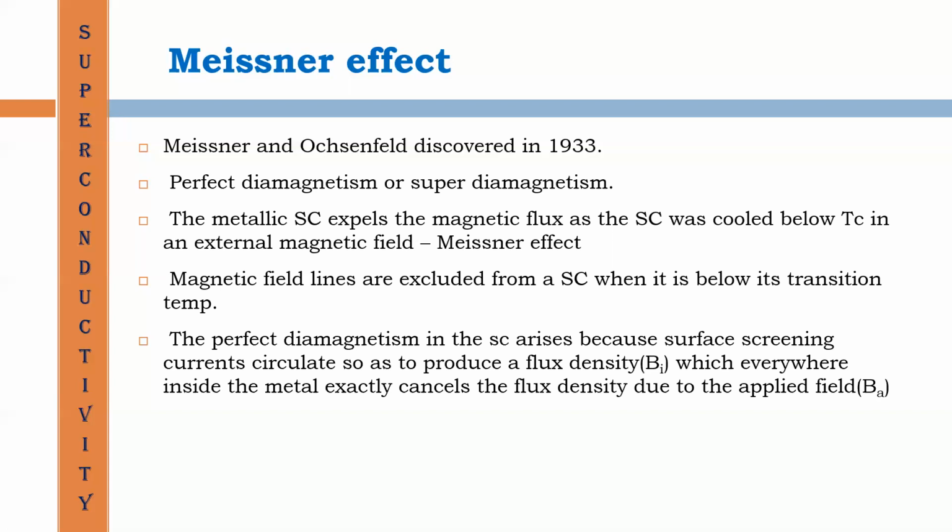When we were discussing the critical current, we discussed the surface magnetic field that is due to the current. If the surface screening current circulates so as to produce a magnetic field density which everywhere inside the metal exactly cancels the flux density due to the applied field.